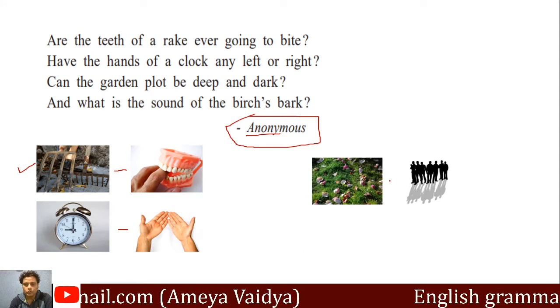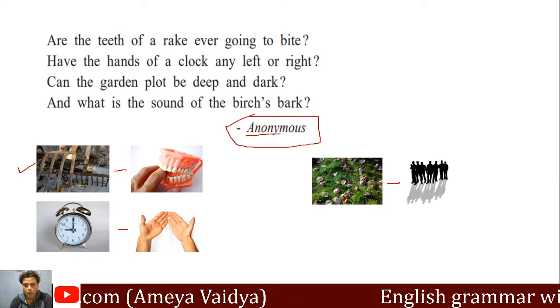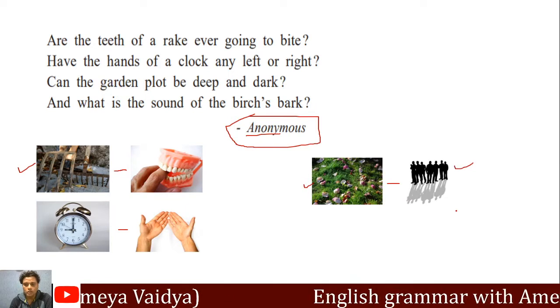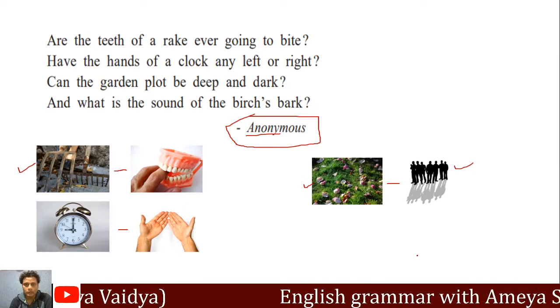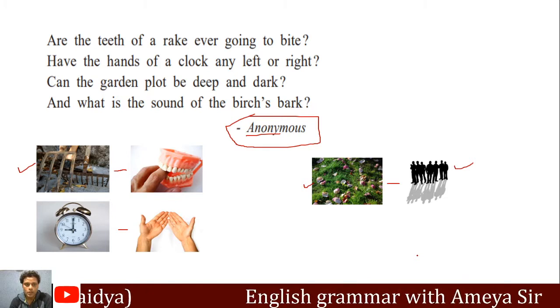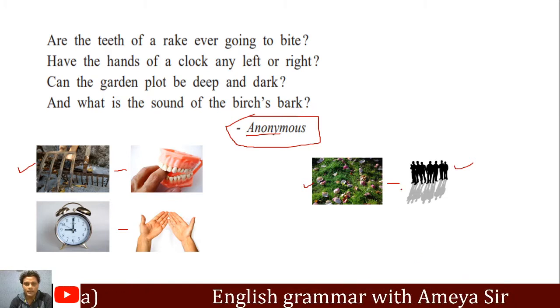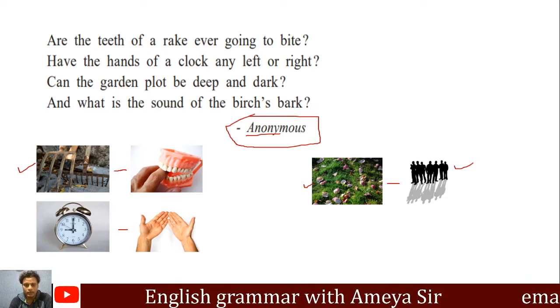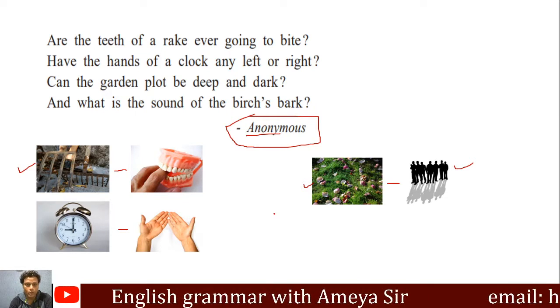Guys, here you need to understand the meaning of the word plot. This is the garden plot, but plot also means a conspiracy, a plan by people against you. So can the garden plot be deep and dark? Well, that's nice, is it not? I'm sure you today learned another meaning of the word plot.